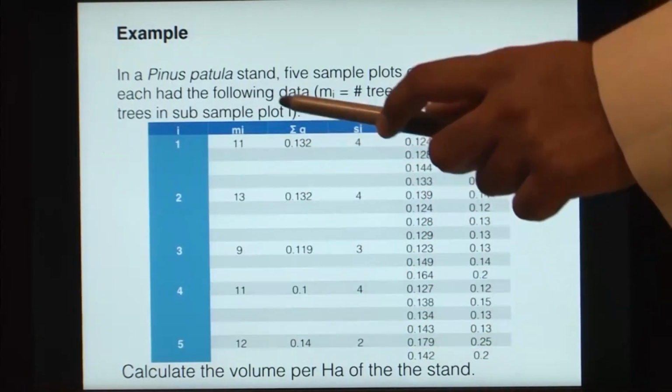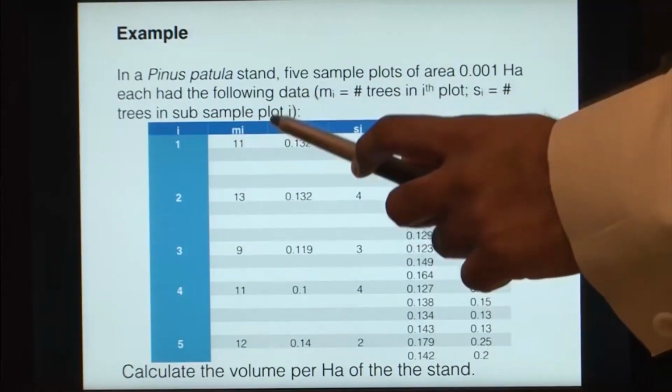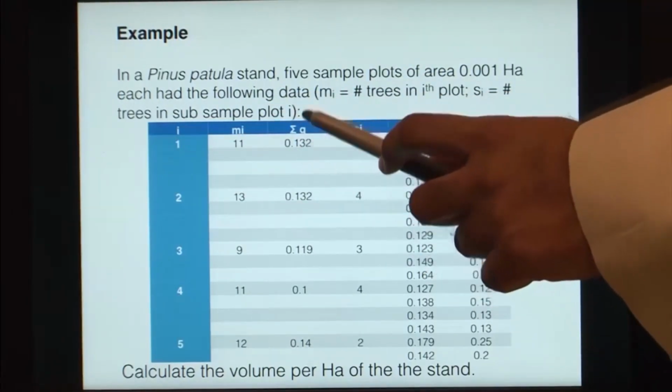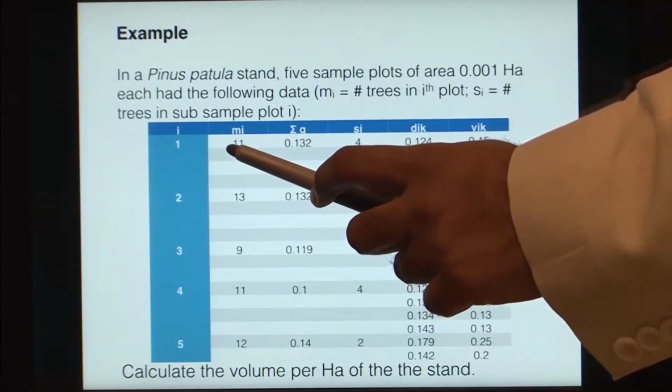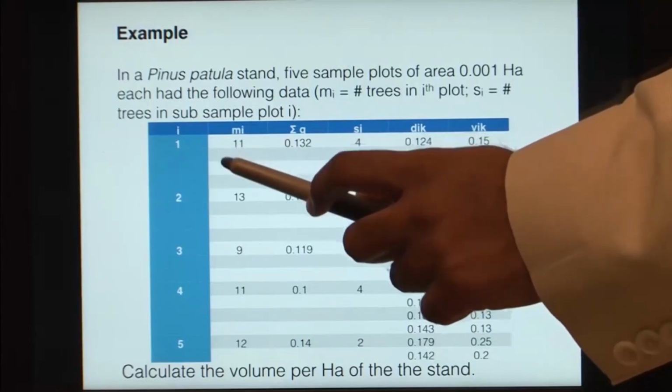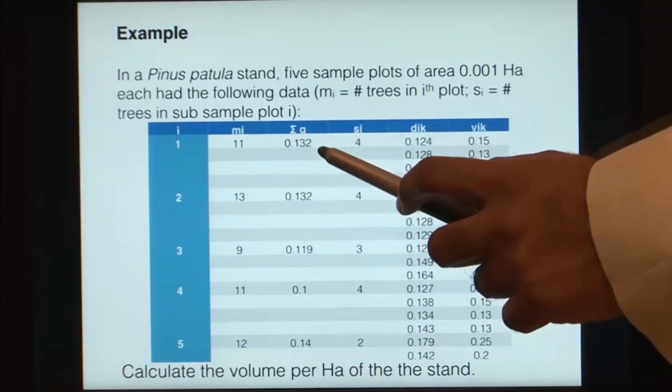Now, for these trees, G is the sum of the basal areas of all these 11 trees. When you take the basal area of all of these trees and you sum them up, you get this value.